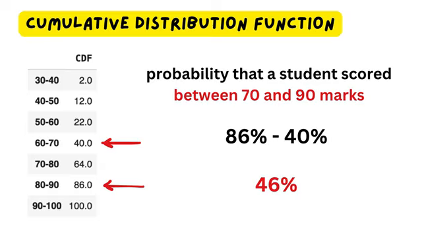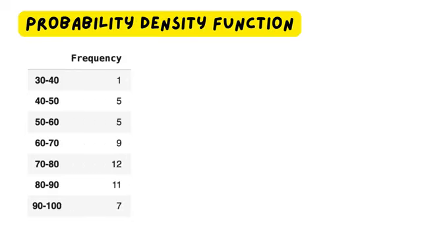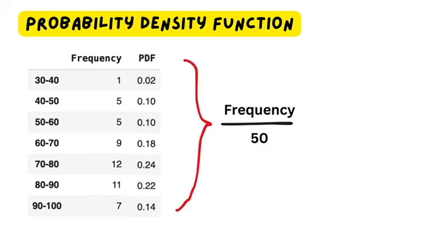This makes the CDF a powerful tool for understanding how scores are distributed. Now, while the CDF tells us the probability of scoring below a certain mark, sometimes we are more interested in how likely a specific range of scores is. This is where the probability density function, or PDF, comes in.